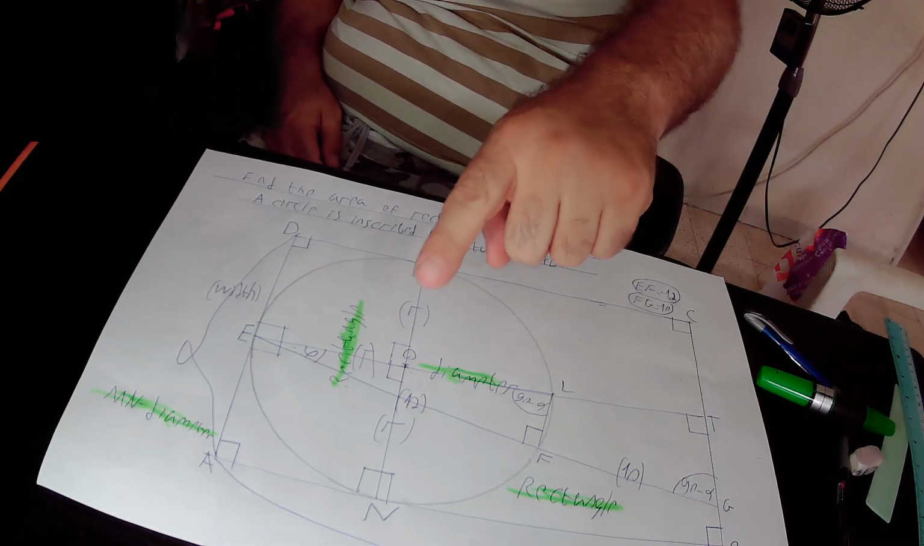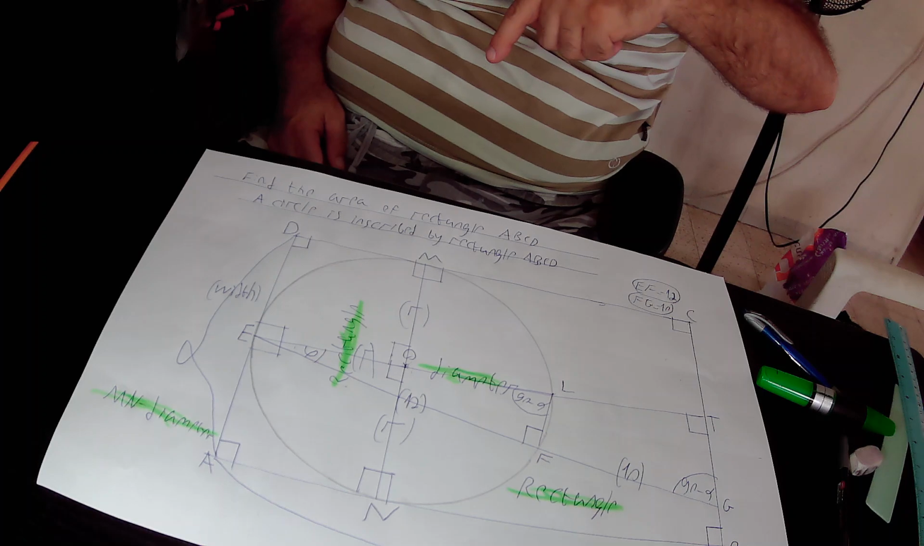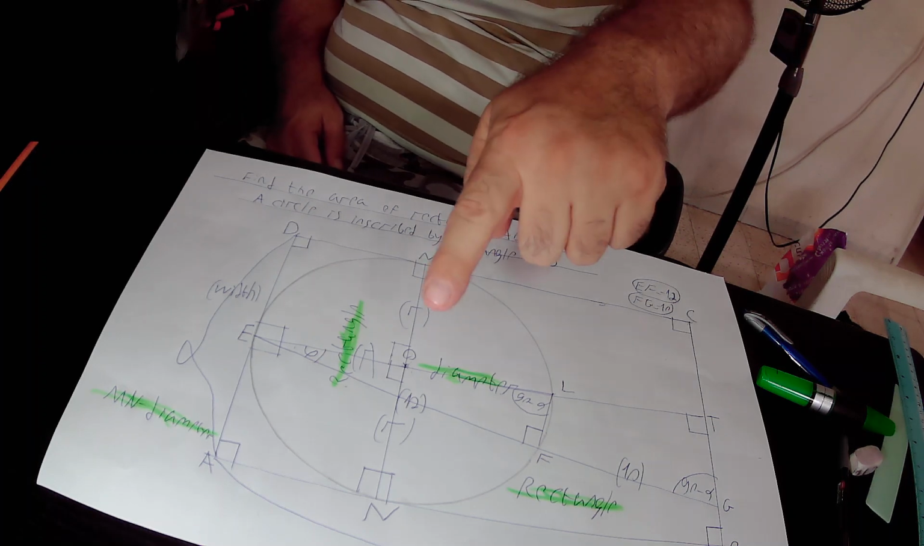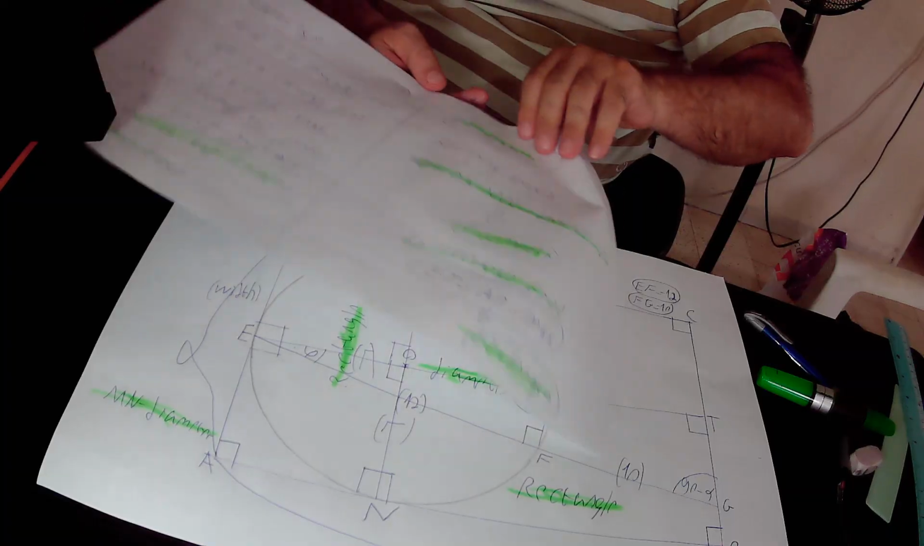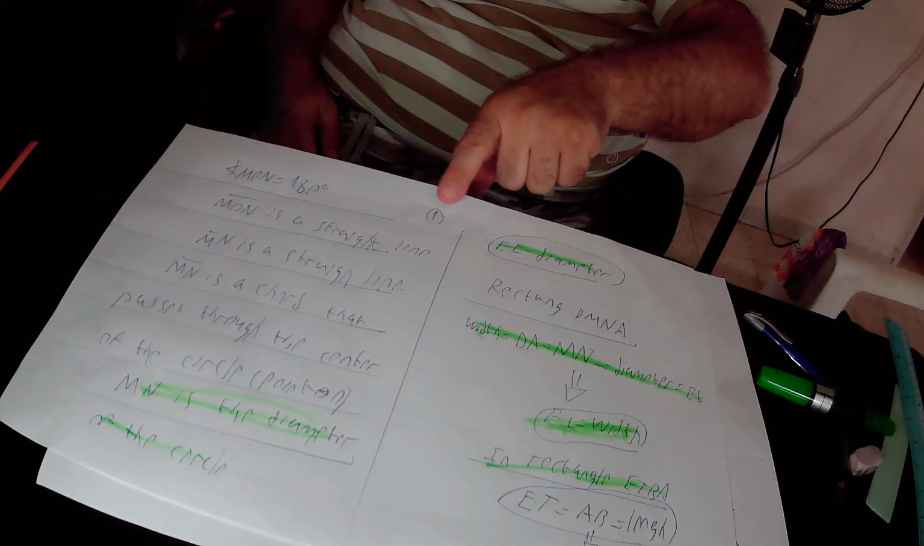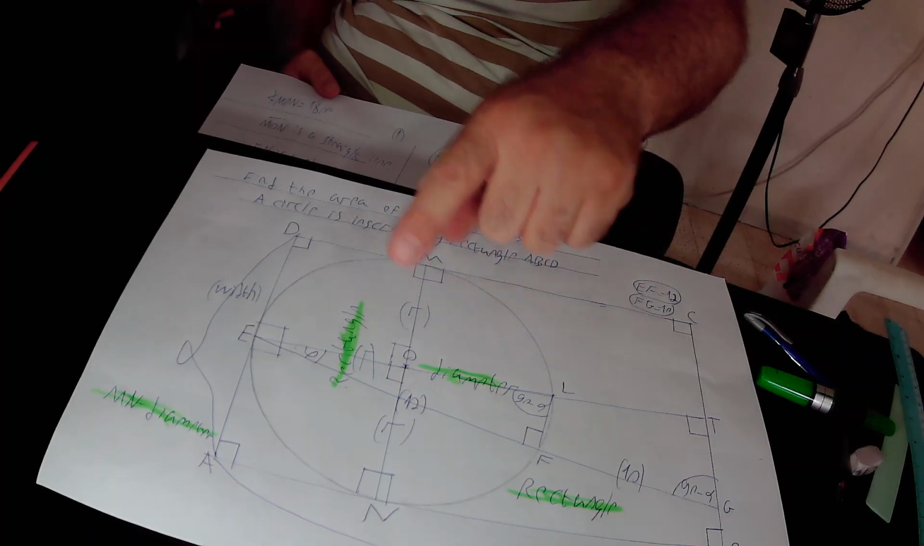So MON equals 180 degrees in size, and we know that any angle equal to 180 degrees is defined as a straight line. So line segment MON is a straight line. If line segment MON is a straight line, then MN is also a straight line.